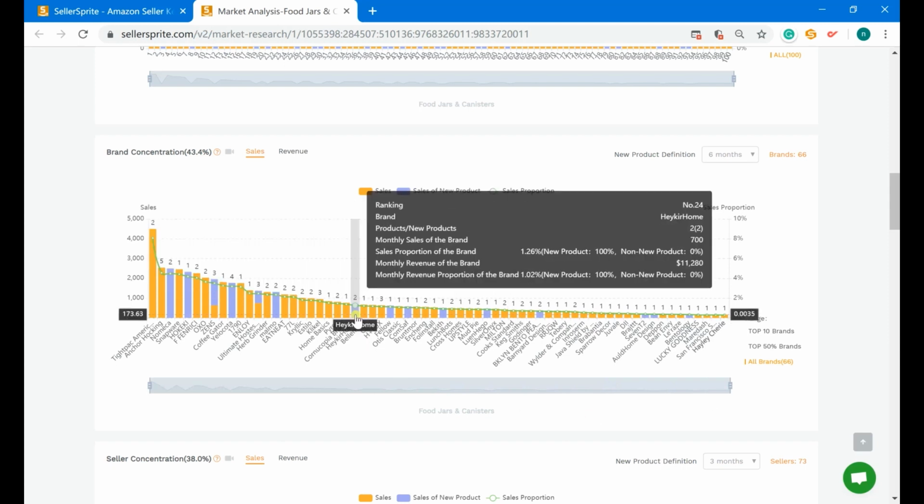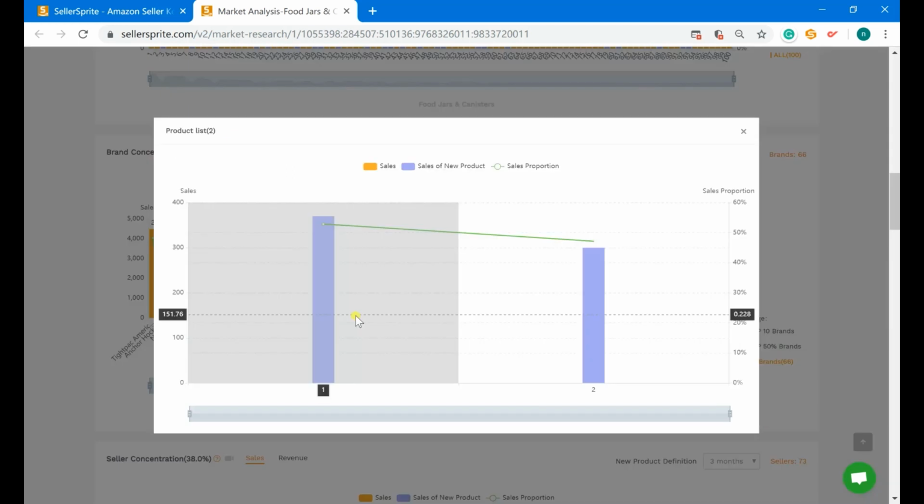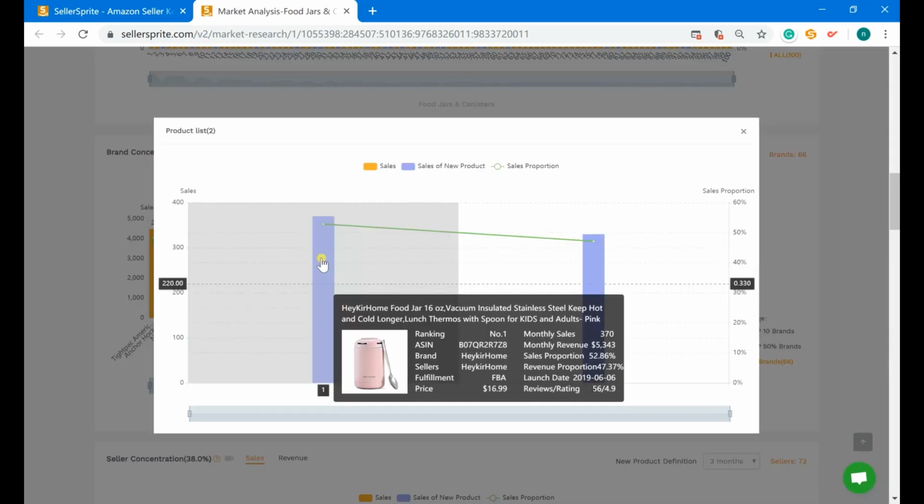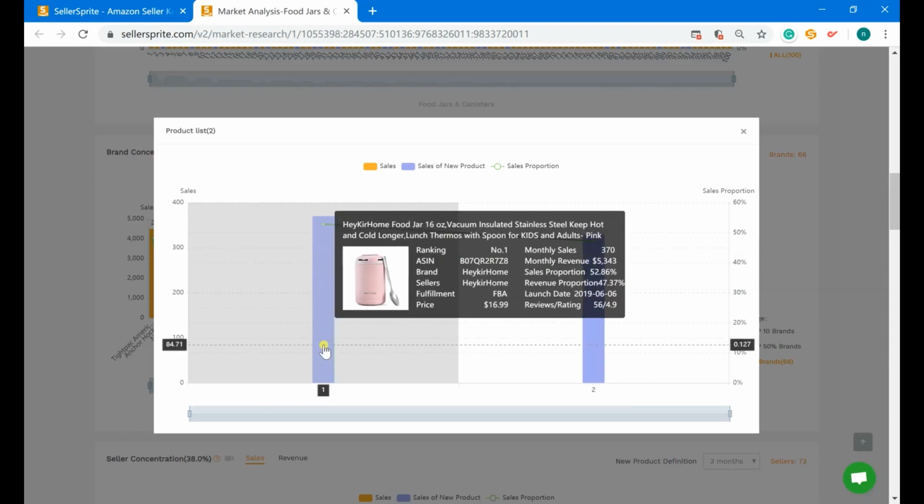Fourth, you can click the column to see the products and product details of any brand, and click the product column to go to the Amazon page.